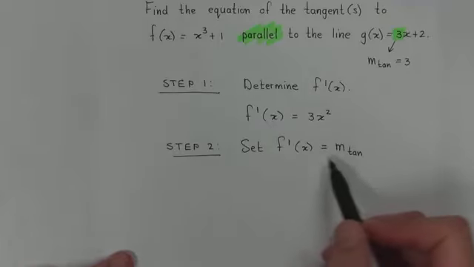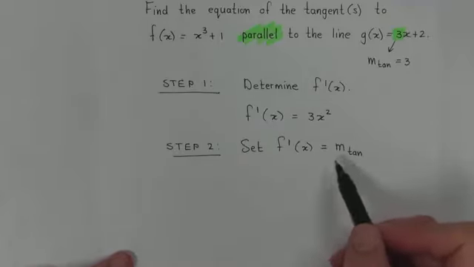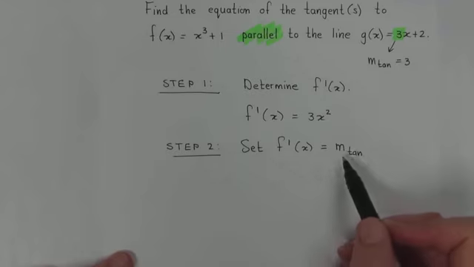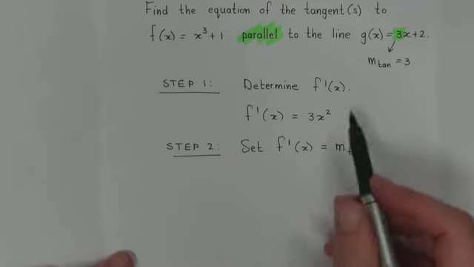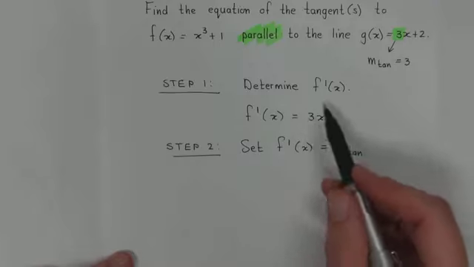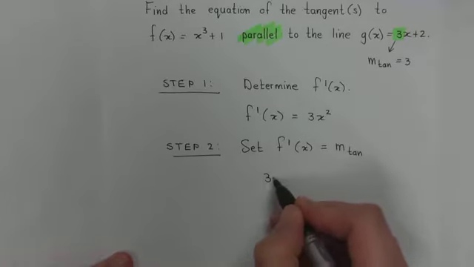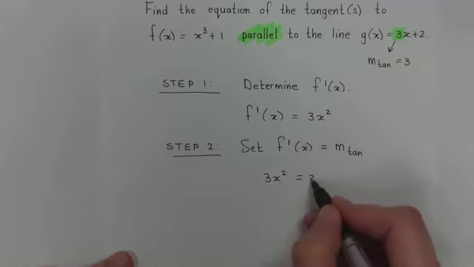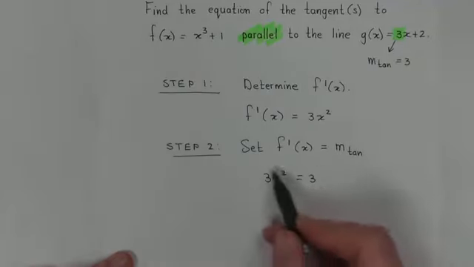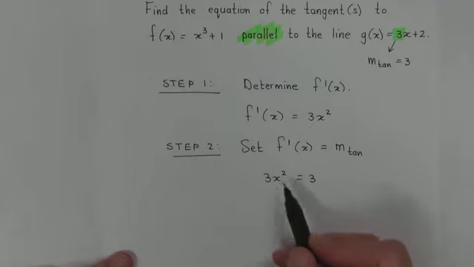Now, the logic behind this is very simple and straightforward to understand. The derivative is the gradient. The gradient is the derivative. So if I know the gradient function is 3x squared, and I know the gradient is 3, this gives me an equation that I can solve to find x. And what is x? x is the point of contact.